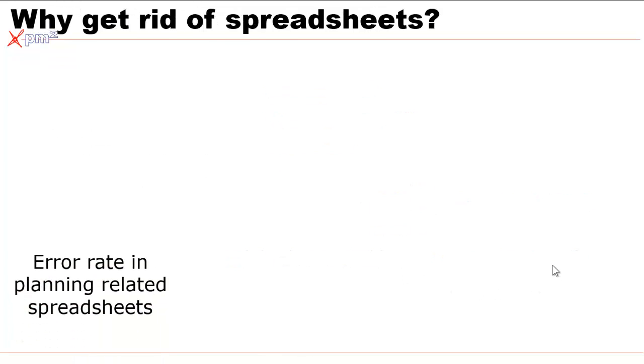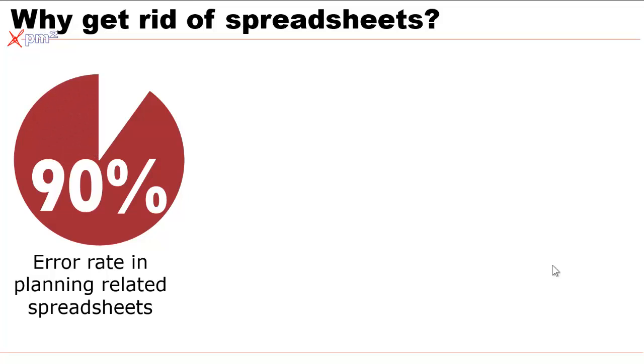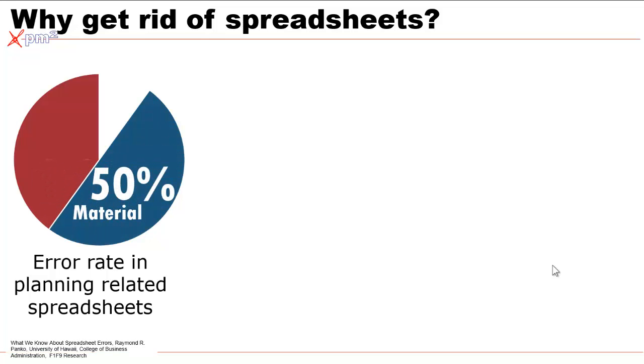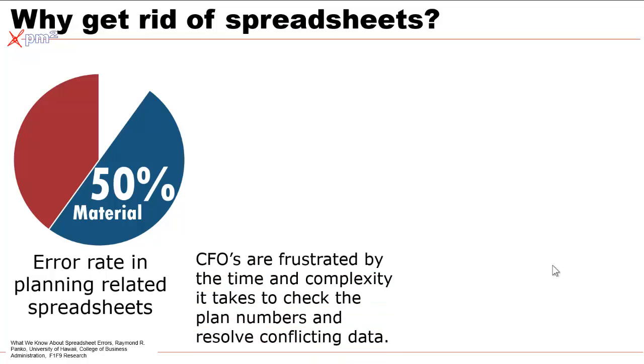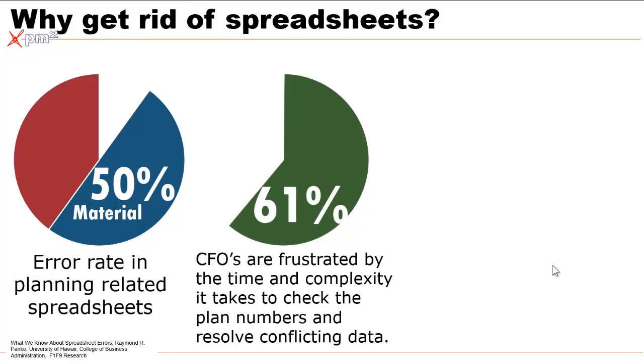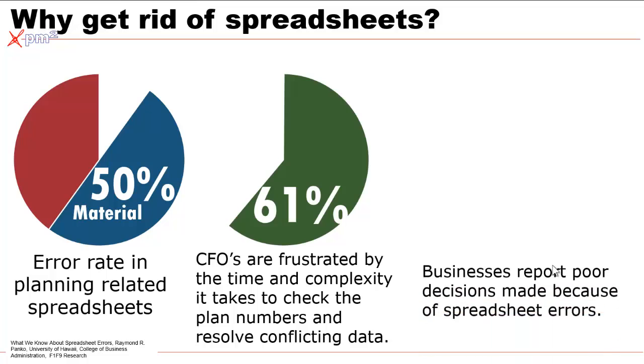How crazy? Well, if we take a look at the error rate in planning spreadsheets done by a bunch of analysis, we discover that on average, 90% of the spreadsheets have errors in them. And if we take a look at the planning world, 50% of those changes are material, significant problems. What we also know is CFOs and CEOs are frustrated by the time and complexity it takes to resolve those numbers. In fact, 61% of executives tell us that's the most frustrating part of their job.